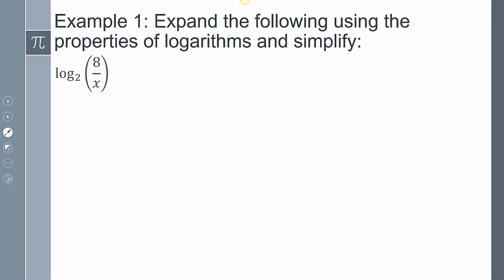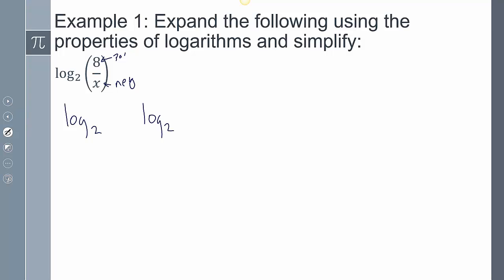So let's look at a few examples here. First example, we're going to expand the following using the properties of logs and simplify. So I do see that I'm dividing here. This is in the numerator, so it's going to be positive. This is in the denominator, so it's going to be negative. So I can break that apart into two logs.